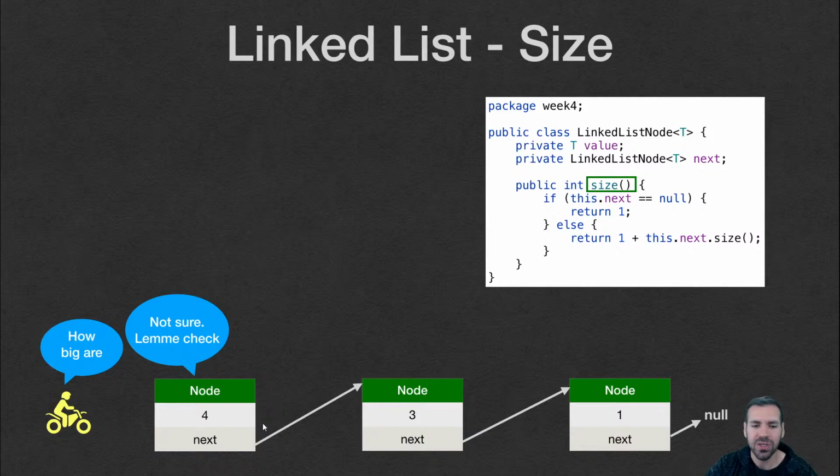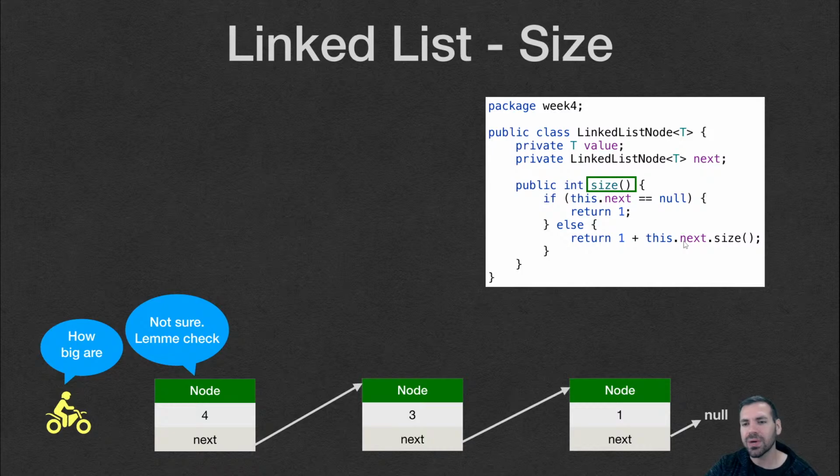If it returns 2, this node's going to add 1 plus that 2, 1 to account for itself, 2 to account for everything that comes after it, and then return 3. That's what we expect this part of it to do.